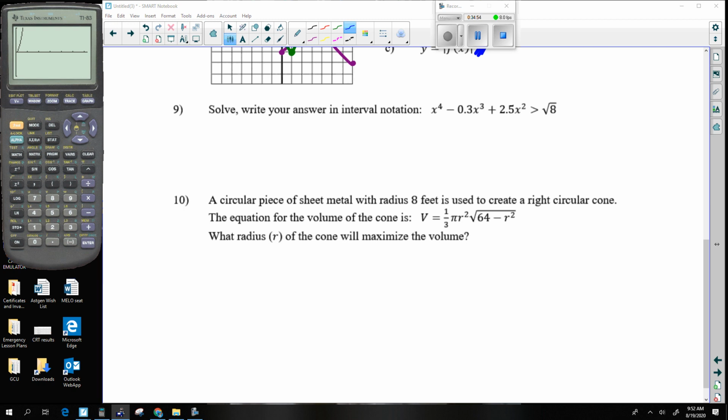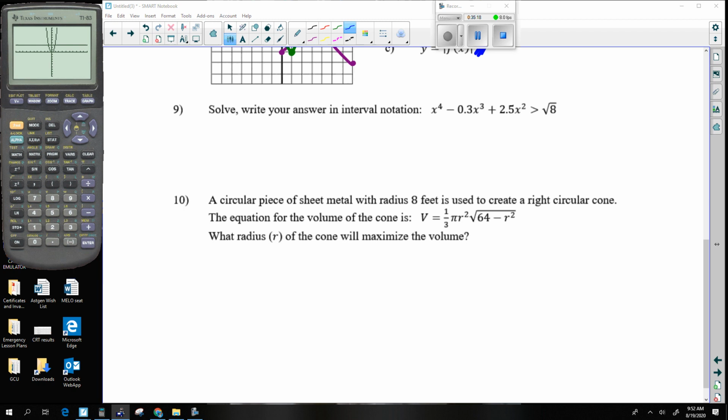Sorry, let me adjust this. Again, if you have a weird window, like I did something weird to this window before, I'm just going to hit zoom 6. 6 is the standard, and that'll make it a 10 by 10. A lot of times that is a good enough window. All right, so that's my x to the 4th graph. There's my square root of 8.